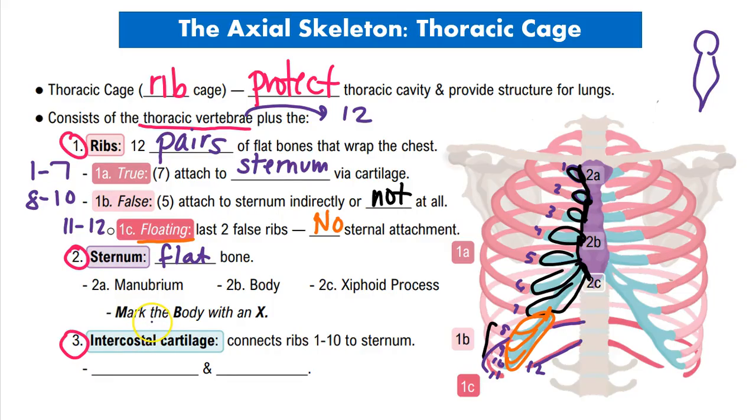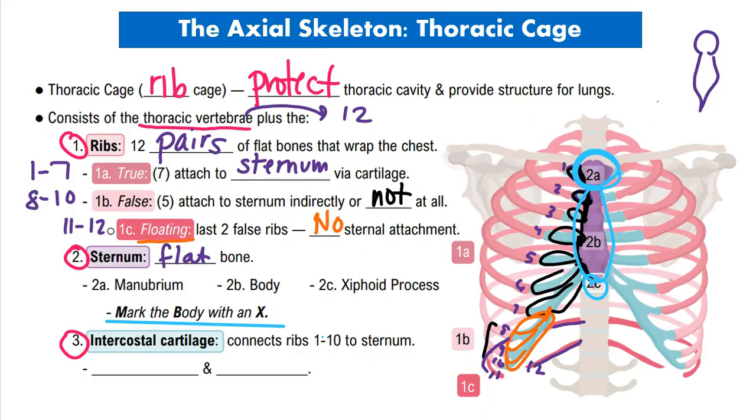And when it comes to this, these are going to be 3 bones fused together. The 3 bones fused together are the top of your actual sternum, which is the manubrium here. Then you have the body, and then you have the xiphoid process. Of course, we're going to see the 3D versions of all these as well. You could mark the body with an X so that you can remember manubrium, body, and xiphoid process.